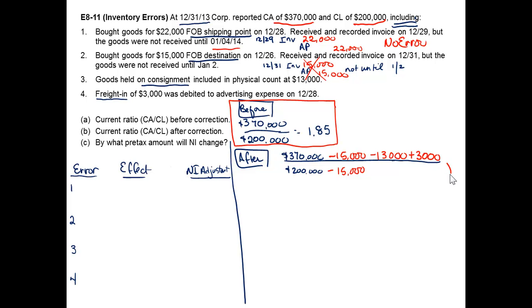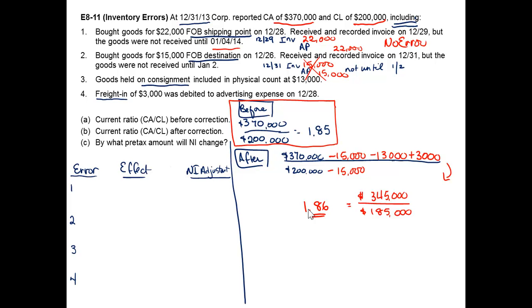So recomputing this, I find that the numerator comes to a total of $345,000. Our denominator is now $185,000. And doing my math, it comes to 1.86. So not too much change in our current ratio.